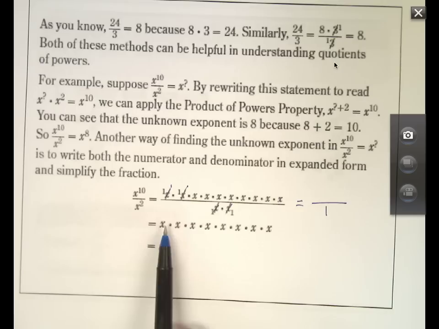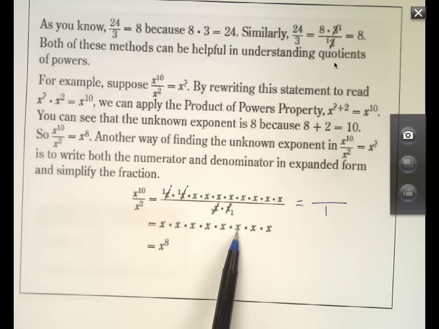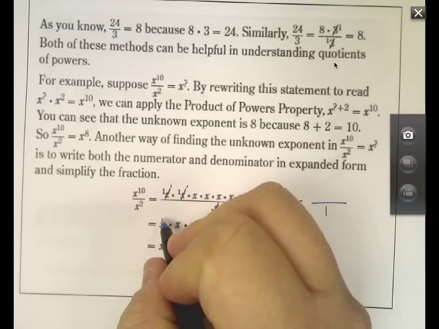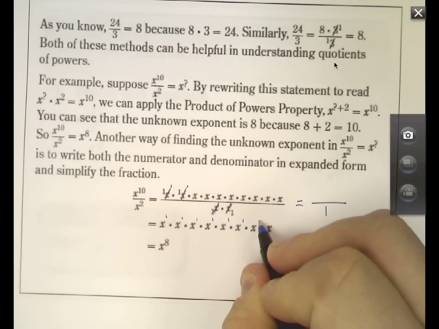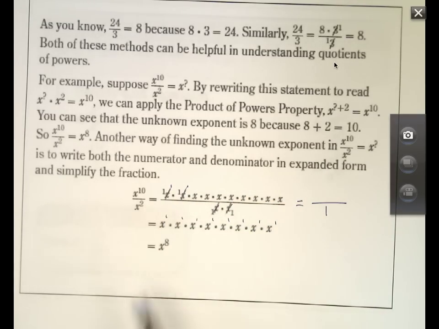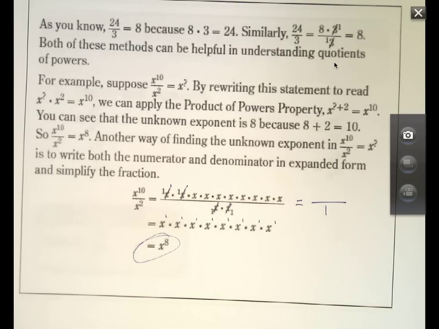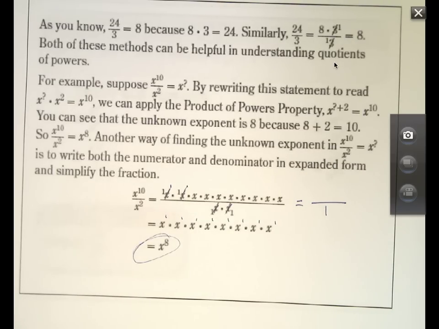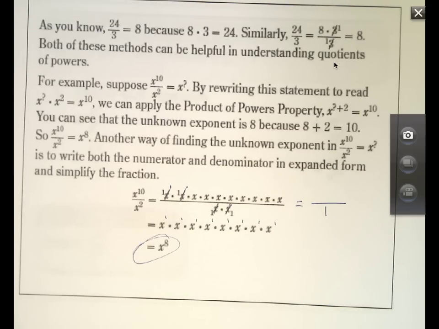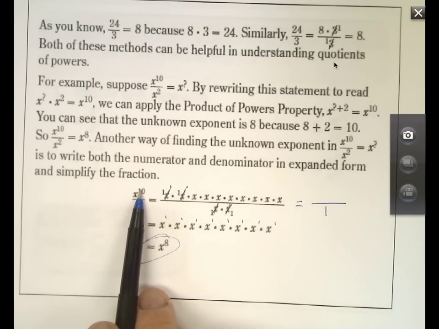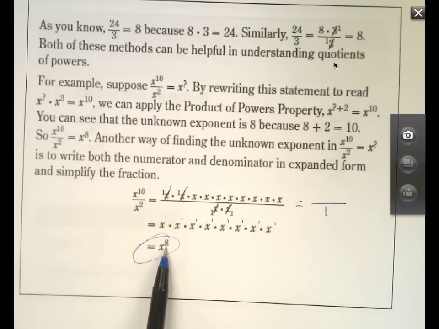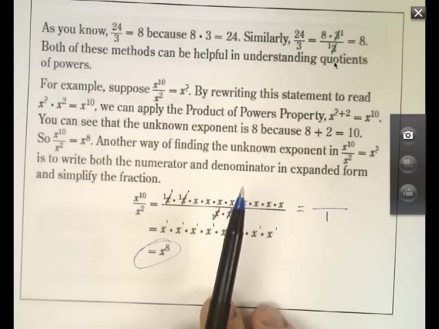Sorry, not 10 of them. I have 8 of them. 1, 2, 3, 4, 5, 6, 7, 8. You add all these exponents up, 1 plus 1 plus 1 plus 1, all the way out, gives me x to the 8th power. So yeah, if we share the same base, 10 minus 2 gives me 8.